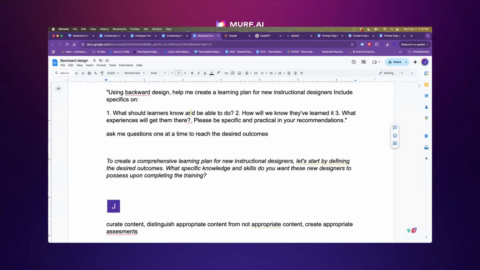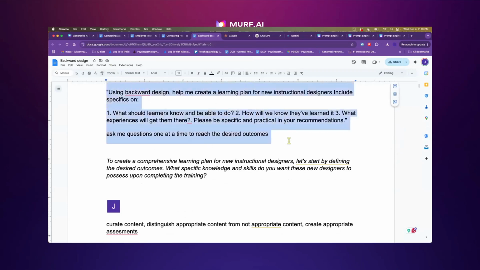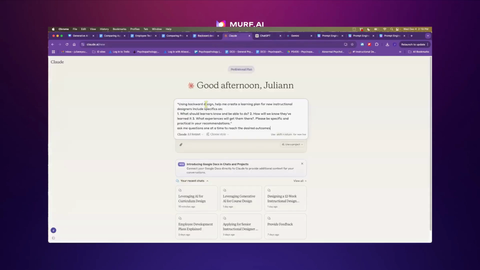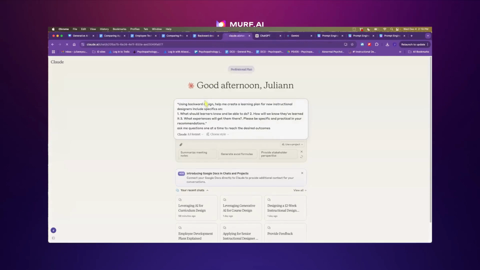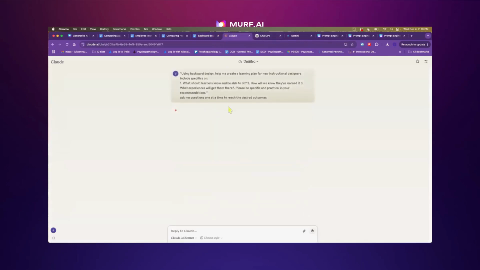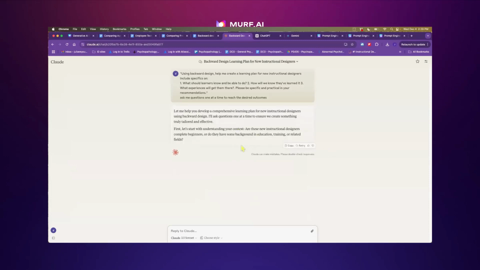Okay, that's great. So let me show you what that looks like in action. If I were to take that, let's put it in Claude this time. Claude's actually my favorite. Okay, it's going to start asking me questions. Are these new instructional designers? I didn't give it that information, and it's telling me that it needs that information from me. So I say, yes, new designers.